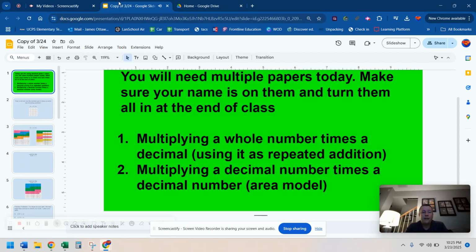Alright, so I'm not there this morning. I'm going to have two videos on the slides to help you walk through this. Today you are using decimal grids and drawing out how to do both of these things. The first one is multiplying a whole number times a decimal number. So it's basically using the decimal grids to help you with repeated addition. So I'm going to show you what I mean.